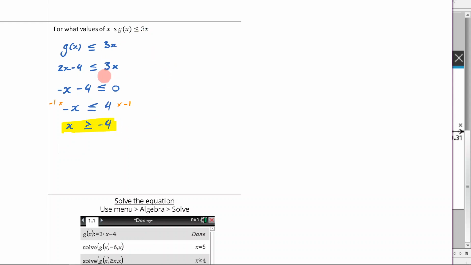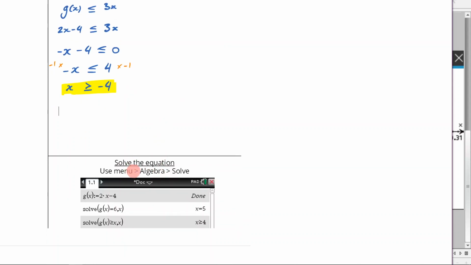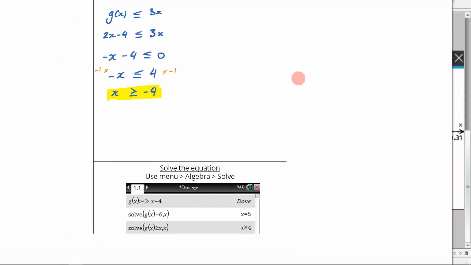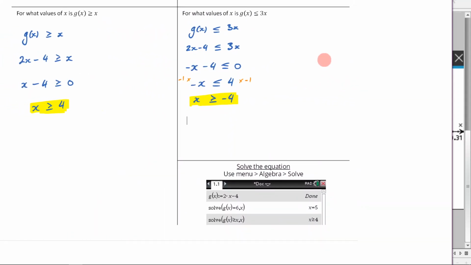So it's very important that you can understand what these are saying and not just put it into your CAS. We want you to understand. I have put down the instructions below on how to use your CAS and specifically the solve function of your CAS. All right, and that will finish this example right here.